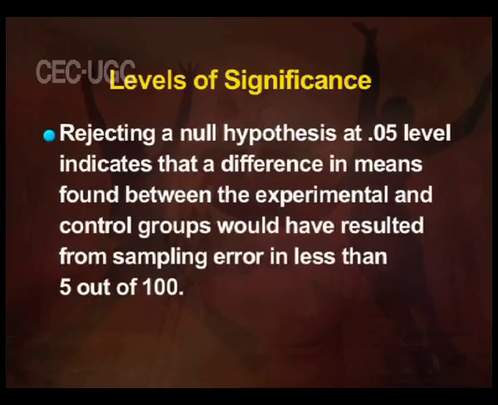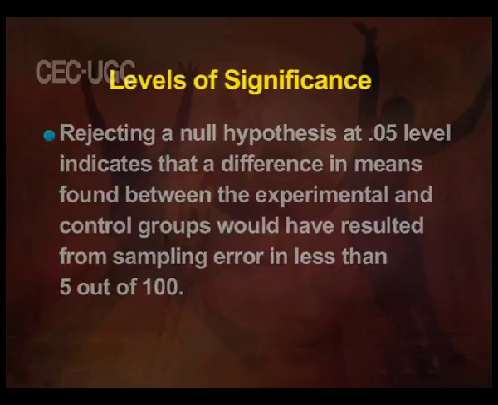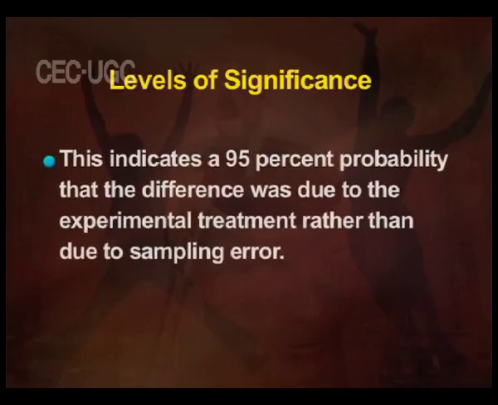Rejecting a null hypothesis at 0.05 level indicates that a difference in means between the experimental and control groups would have resulted from sampling error in less than 5 out of 100. This indicates a 95% probability that the difference was due to the experimental treatment rather than due to sampling error.